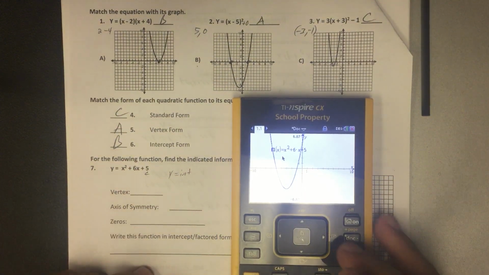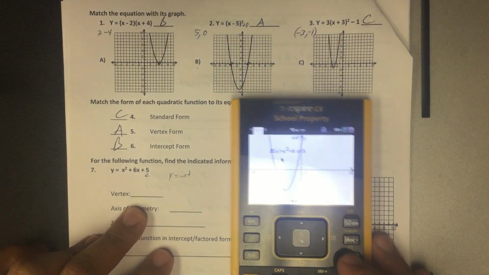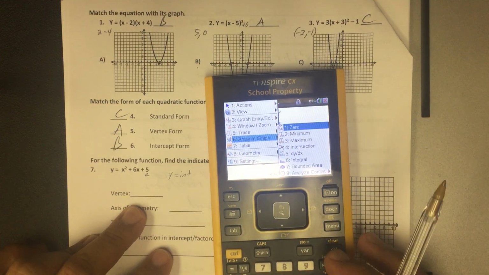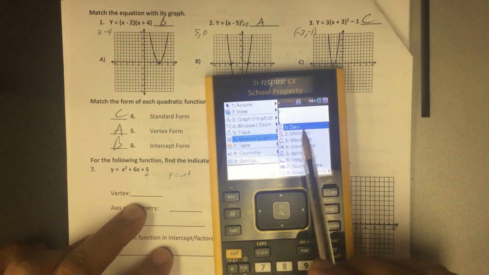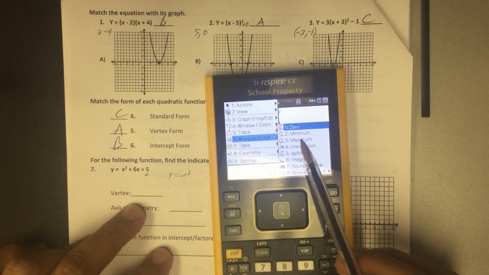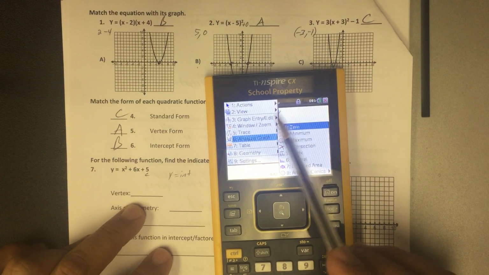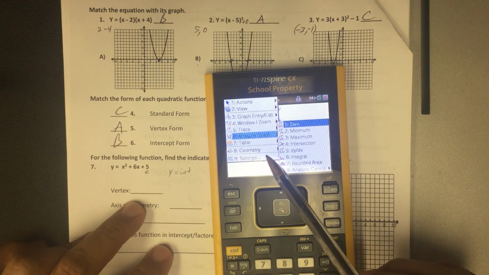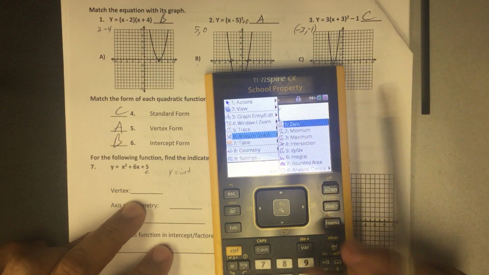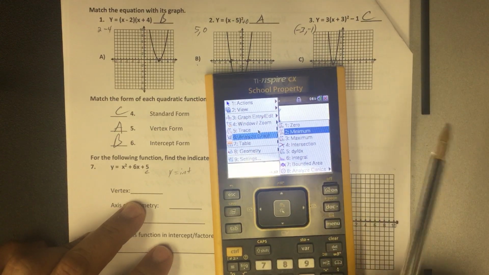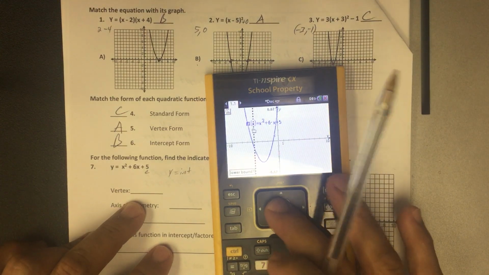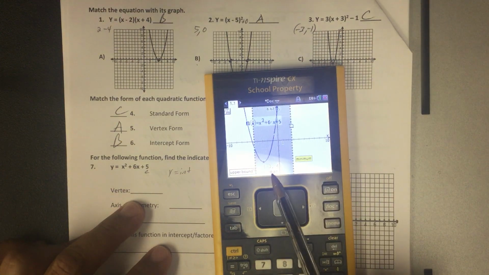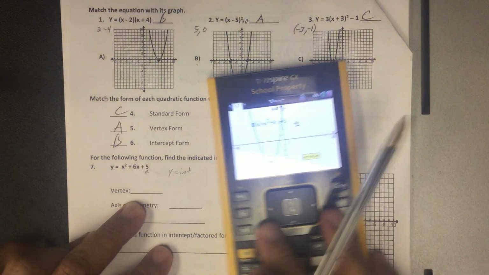If I need to get all this information, the most important one is the vertex. We can go to the menu, analyze the graph. It's not going to say vertex, but is that a minimum or a maximum? When the U shape is like this, the vertex is the lowest point, so that's a minimum. So I ask it for the minimum, and I just click on either side of it. So there's my vertex, -3, -4.